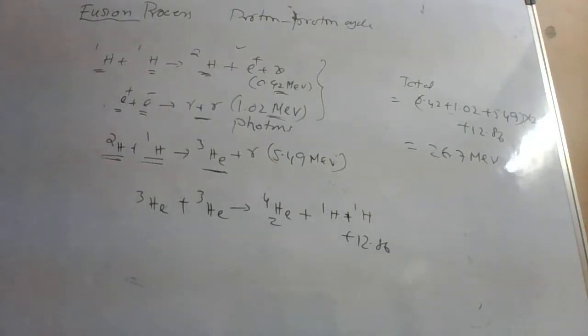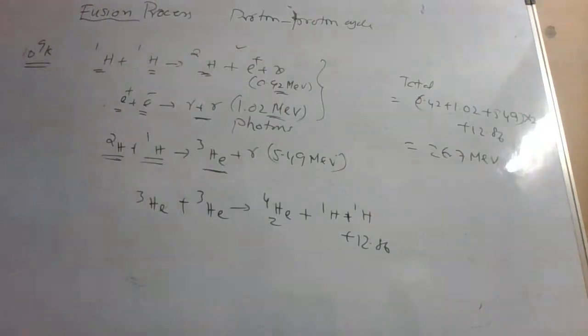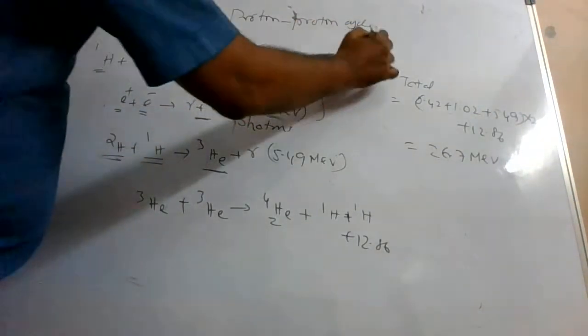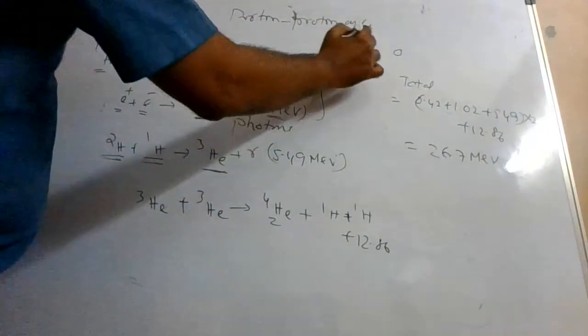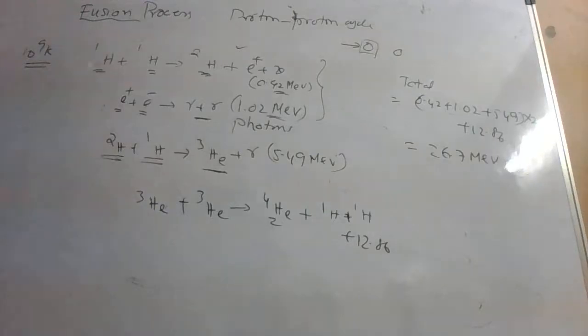I told you that this is possible when a tremendous amount of energy is provided to the proton. So this will be operating at a temperature of 10 power 9 K. At normal room temperature you cannot do this. You are bringing one proton near another proton, so you need to give tremendous kinetic energy. Kinetic energy is proportional to the temperature. Higher temperature, because you are dealing with gaseous materials here.